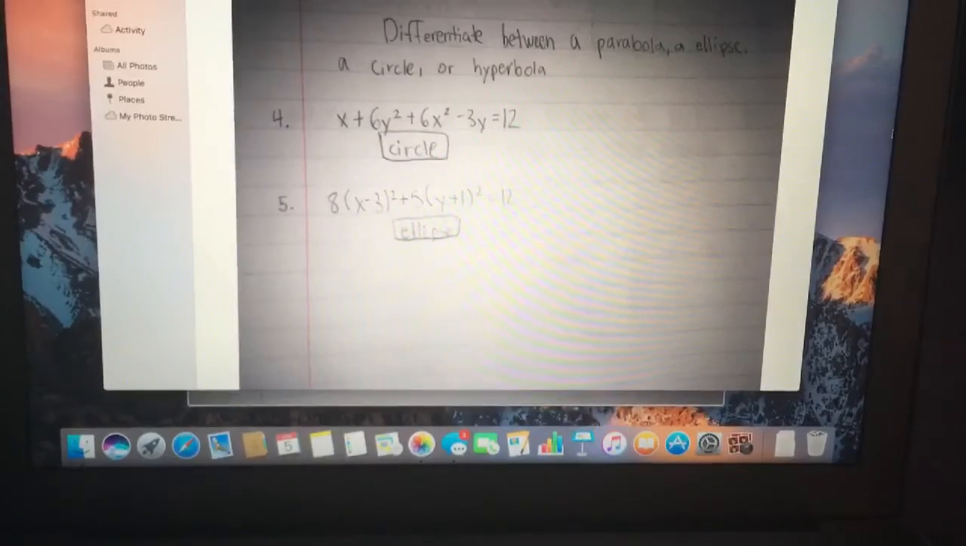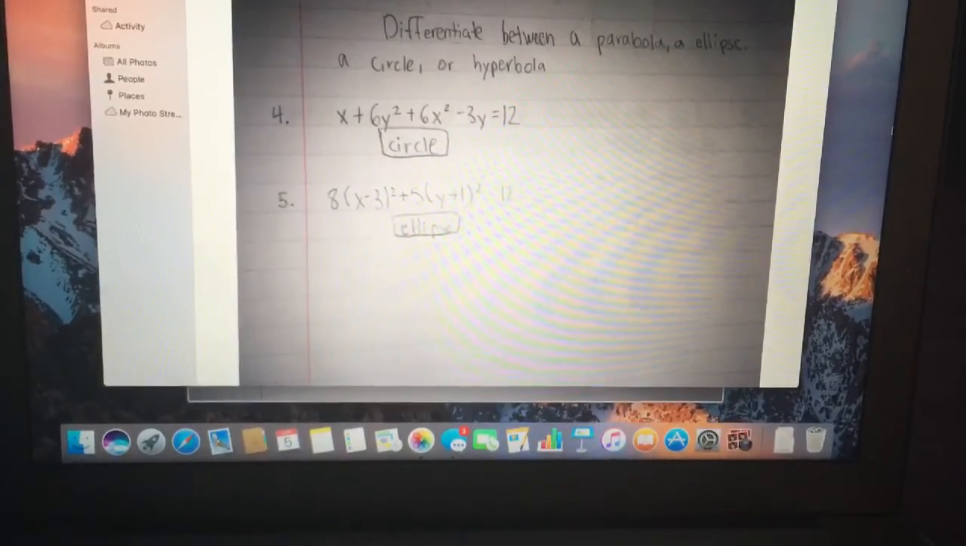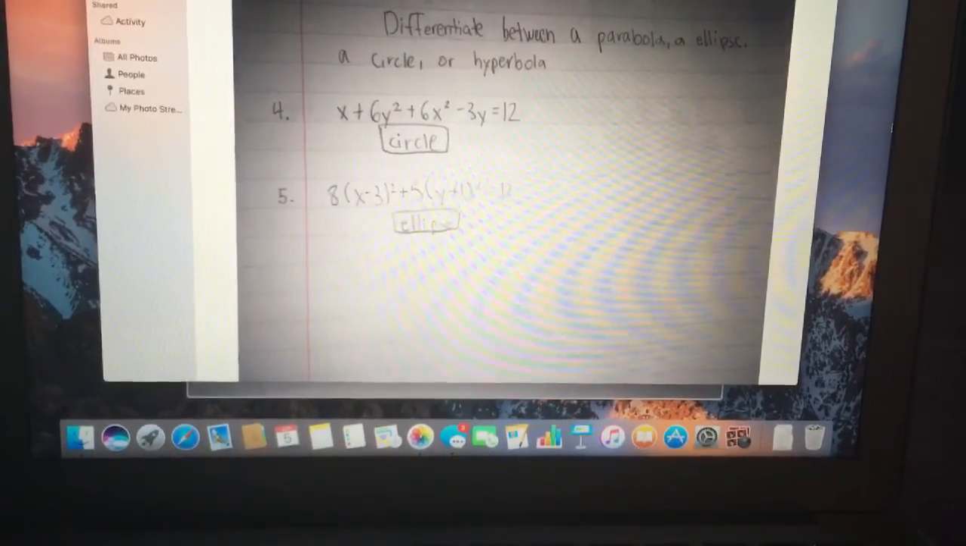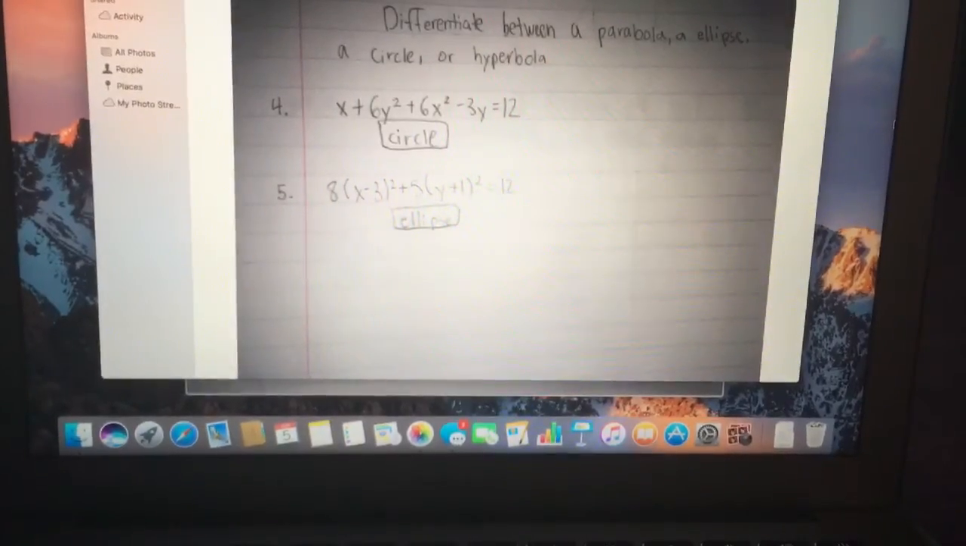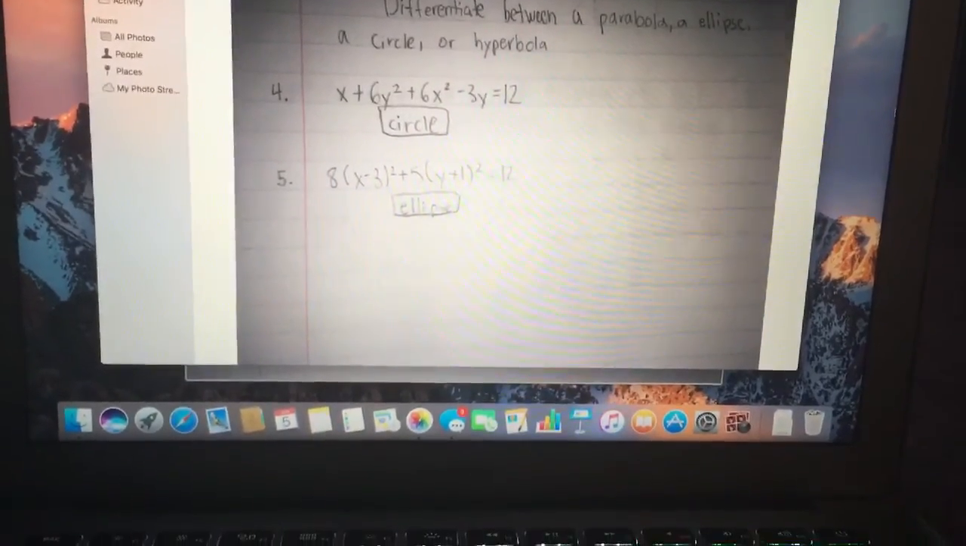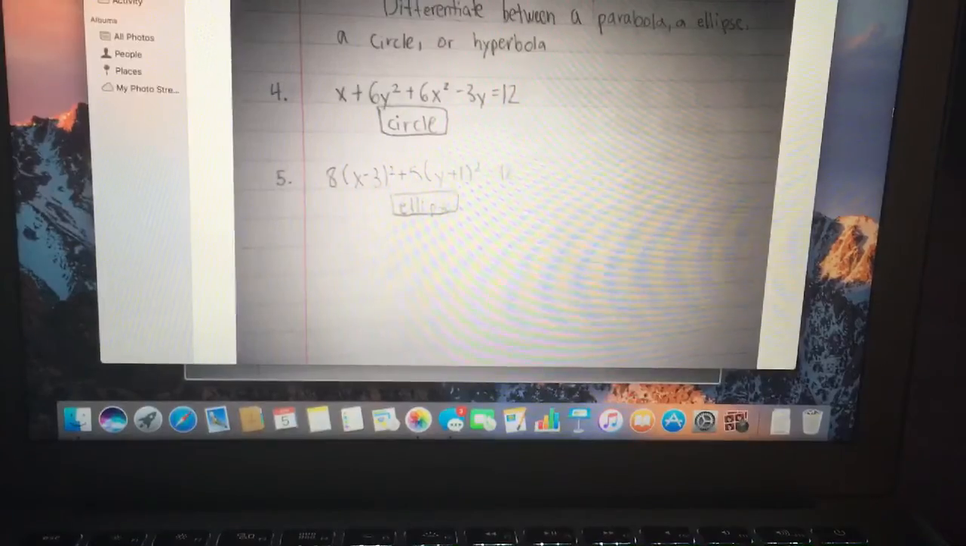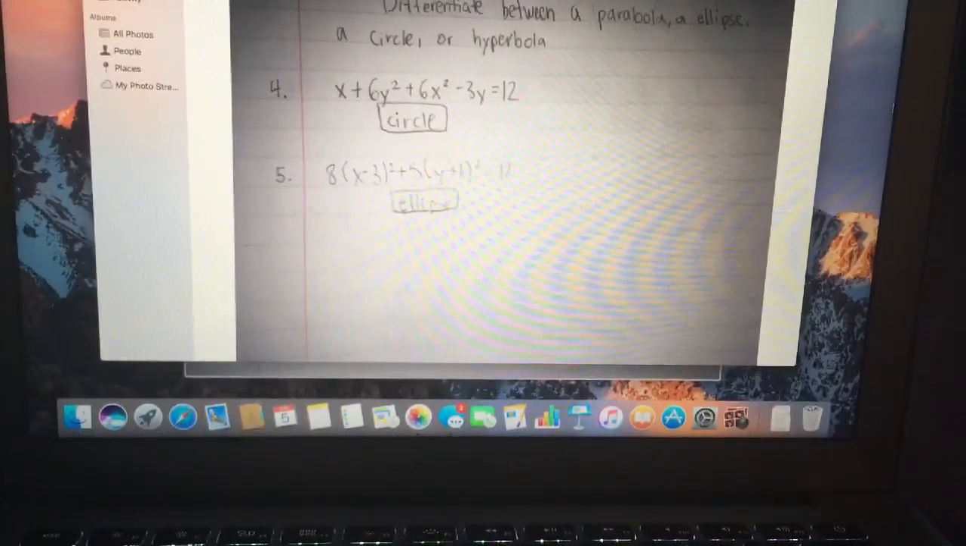When it has these characteristics, I know that it is going to be a circle, because both x and y are squared and the coefficients are the same.